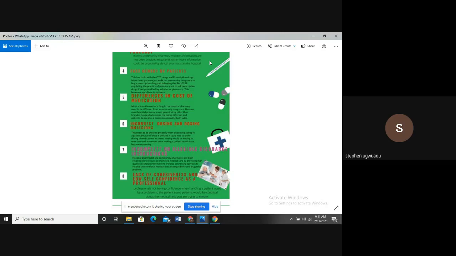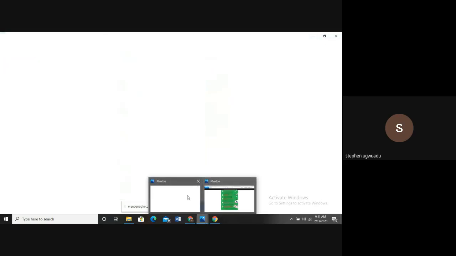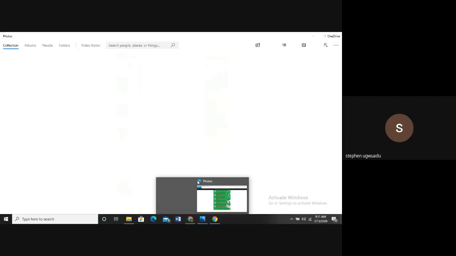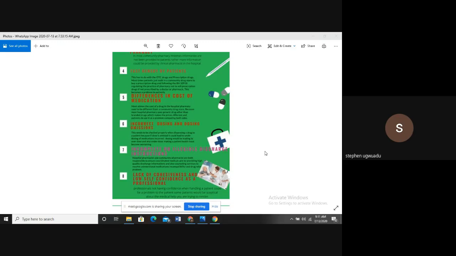The last point there is the lack of cohesiveness and low self confidence as a professional. Most professionals don't have the confidence to believe in themselves when dealing with patients. They tend to doubt themselves.